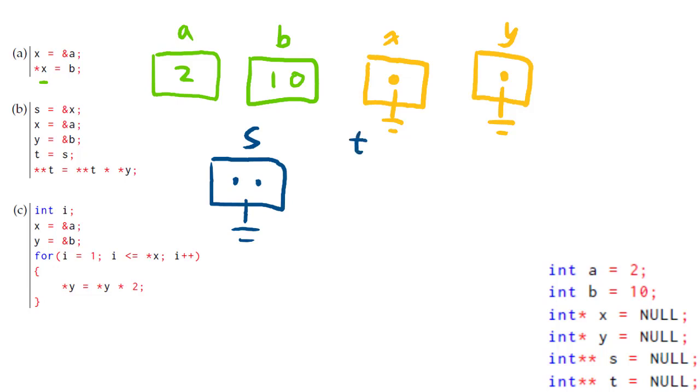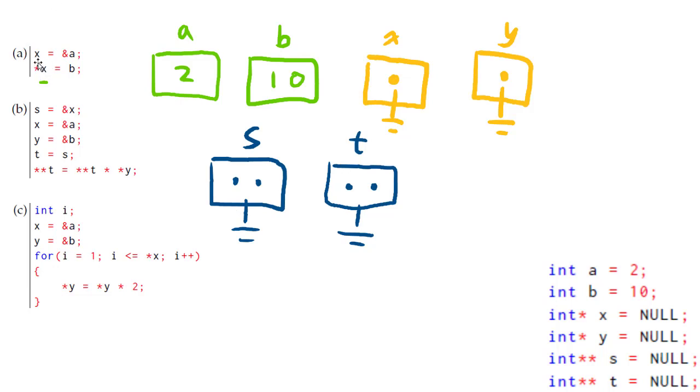And then we have another pointer t. Initially, it's pointing to null also. For this practice, you can assume that after each question, our a, b, x, y, and s, t would reset to their default values, so we can test it again. So let me show you what I mean.